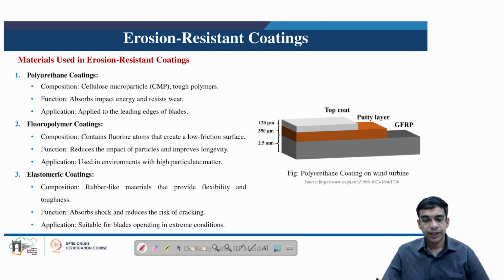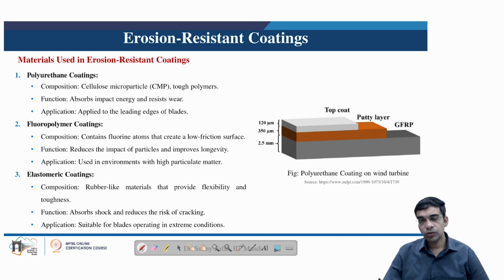The various materials which are used in the erosion resistant coating include polyurethane coating, fluoropolymer coating and elastomeric coating. Polyurethane coatings consist of cellulose microparticles and tough polymers. These coatings are known to absorb impacts and resist wear. So these are applied on the leading edges of the blade of the wind turbine.